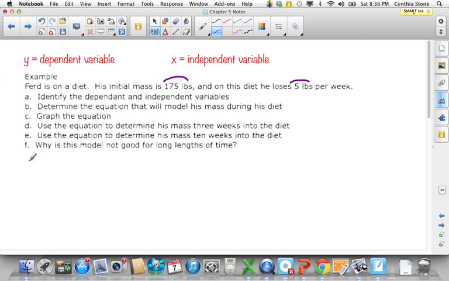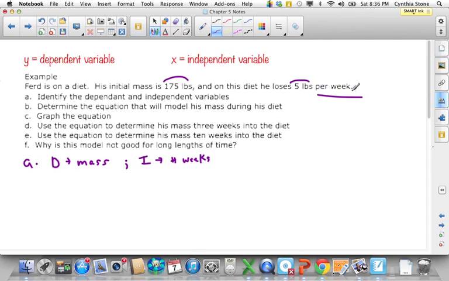Anyway, so it says identify the dependent and independent variable. Well, the dependent variable is going to be his mass. I'm going to say D is mass, okay? And that mass is dependent on how long he's on his diet. So therefore, the independent variable is number of weeks. And again, that makes sense because it's time. Independent is always time.